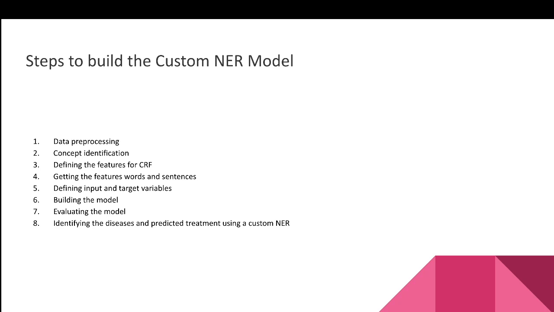We have to define the input and target variable. We are going to build a supervised machine learning algorithm, so we have to define the input and also define the output. Once we have identified the input and the output or target variable, we will build the model. After building, we have to evaluate the model performance. We have already discussed how to evaluate model performance in a different video on performance metrics for AI/ML models. And once we have trained the model, by passing the disease we can predict the treatment using the custom NER.